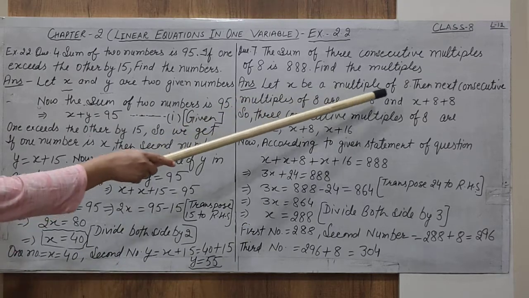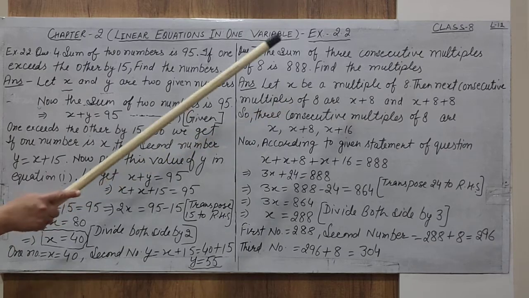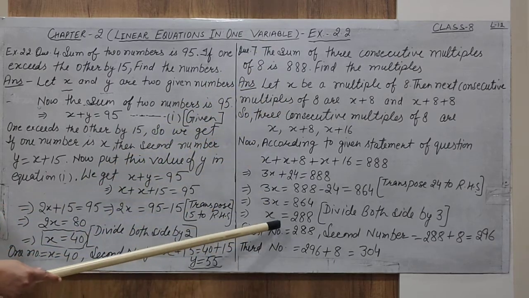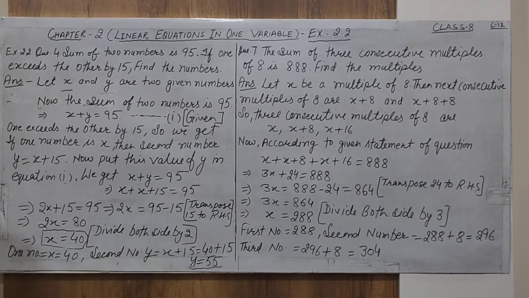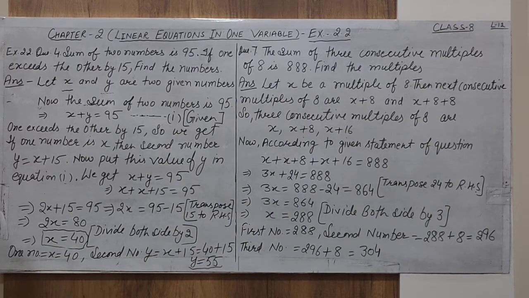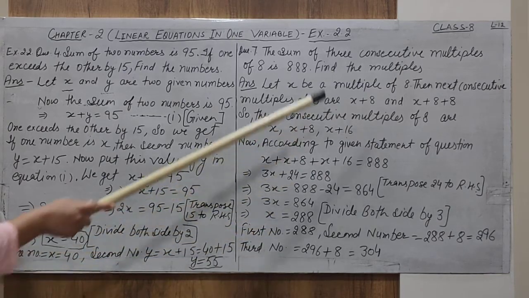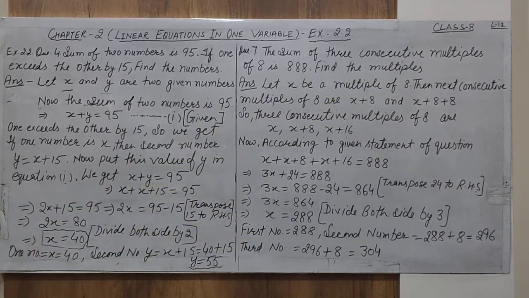So what is x here? x, the first number in the multiples of 8 that we supposed, is 288. This is the first multiple of 8. You can check by dividing this number by 8. Next, how do we write the answer? This is not the only answer. The question asks to find the multiples, so you have to find all the multiples.